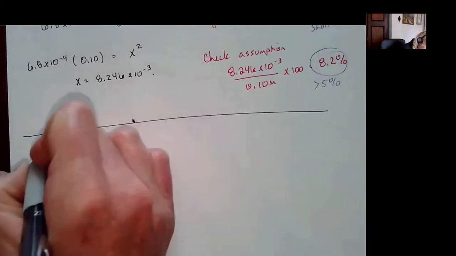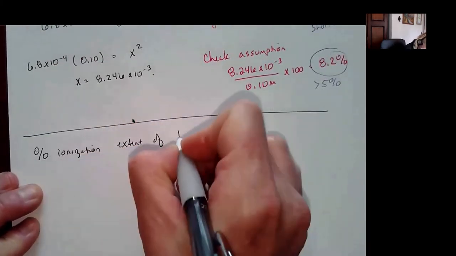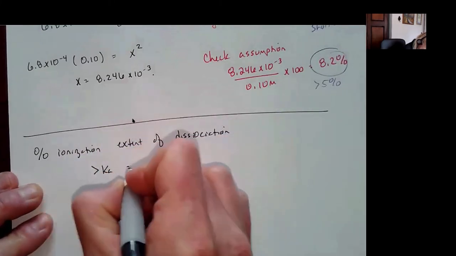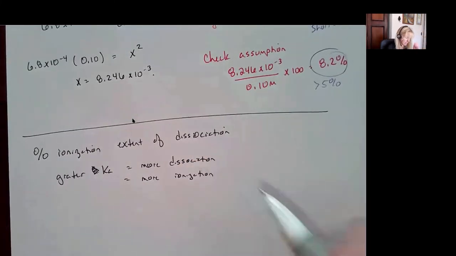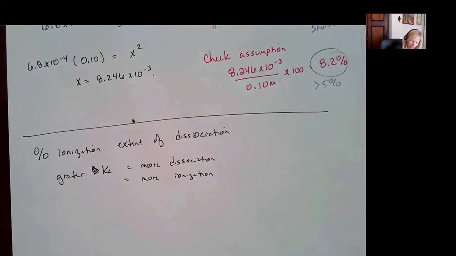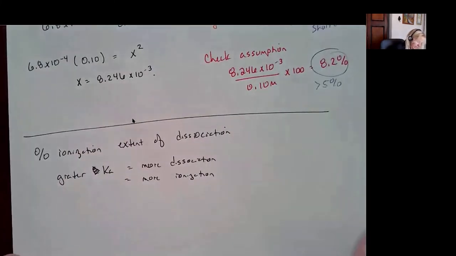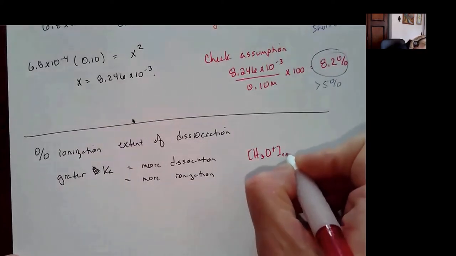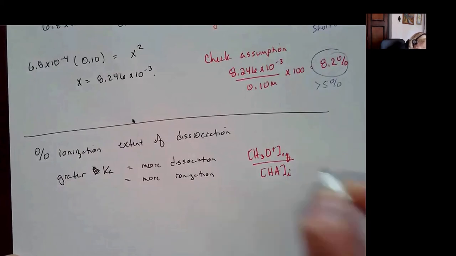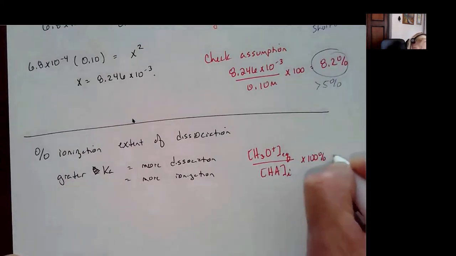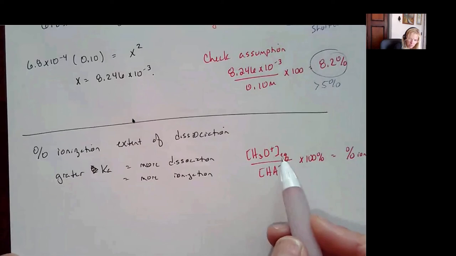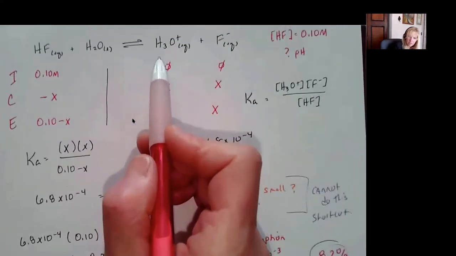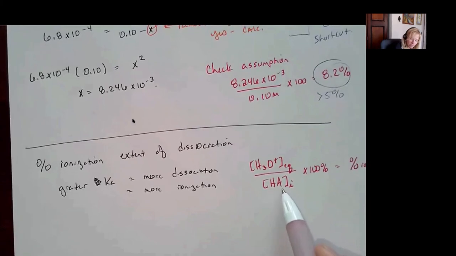So percent ionization. This is the extent of dissociation. The greater the Ka, the more dissociation, more ionization. The smaller the Ka, the less dissociation, and that's going to be less. And the way that we're going to calculate this is we're going to take the ratio of ionized acid to the initial concentration. So we're going to look at H3O plus at equilibrium over HA initial times 100%. And that's going to give me my percent ionization. So I'm going to find my hydronium ion concentration at equilibrium because this is directly what's dissociating here. And then I'm going to divide it by my initial concentration and multiply by 100.